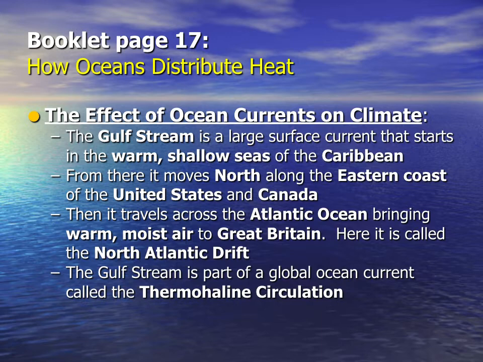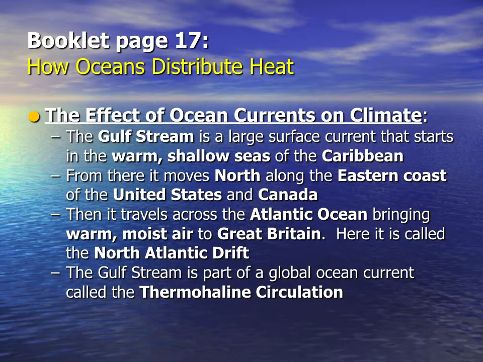Moving on to page 17, I want to just get these ideas into your brain, that we have a big guy called the Gulf Stream, and it's a large surface current that starts in the warm, shallow seas of the Caribbean. From there, it moves north along the east coast of the US and Canada. Then it travels across the Atlantic Ocean, bringing warm, moist air to Great Britain. When it gets there, it's called the North Atlantic Drift.